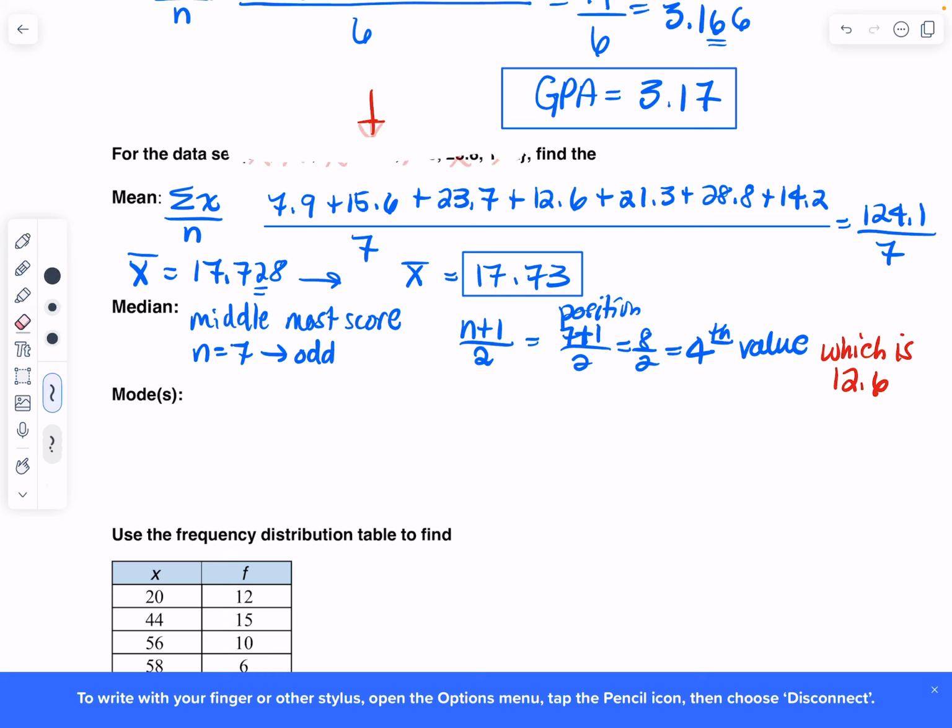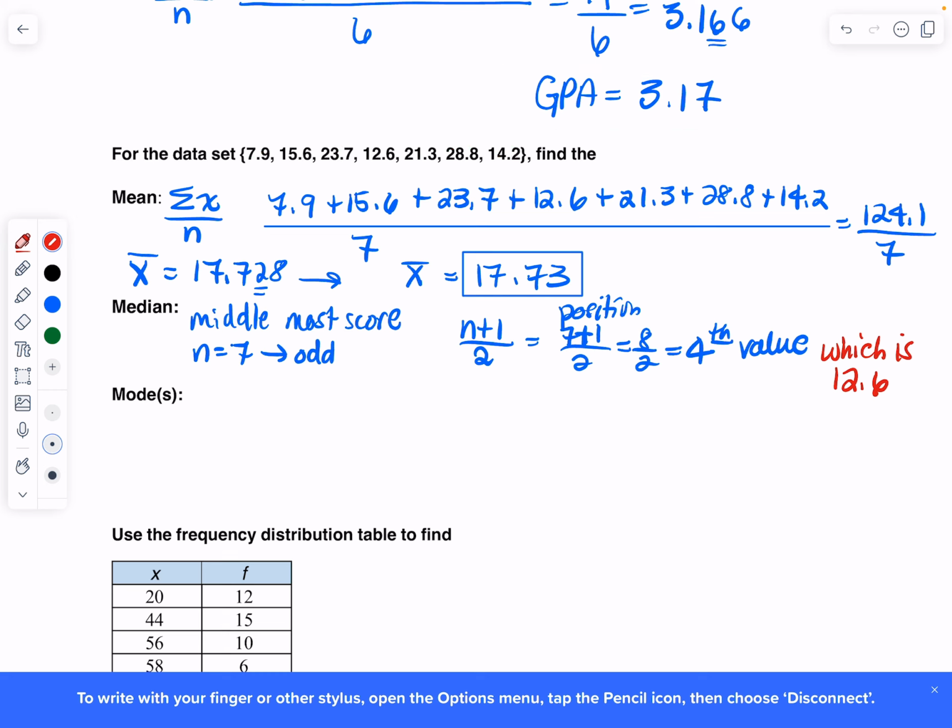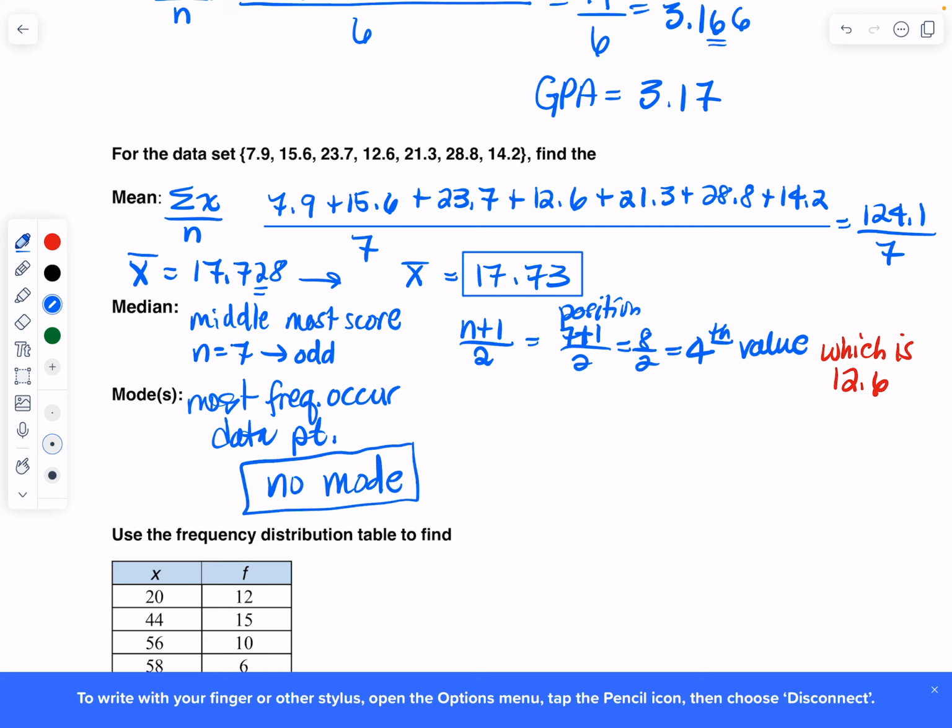All right, the mode. So again, I'm going to erase this. And remember, mode is the most frequently occurring data point, right? So if I look at this, I'm looking for doubles, and I don't see anything. They're all singular. There's only one 7.9. There's only one 15.6, etc. So I'm going to put here no mode because there isn't anyone that is duplicated with this example.